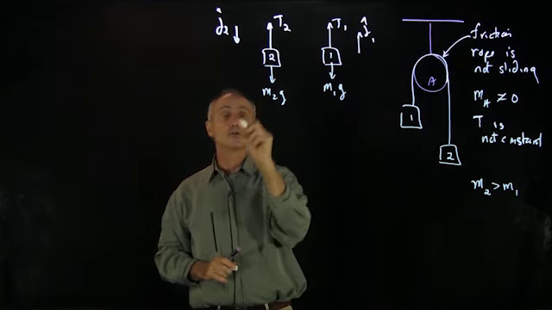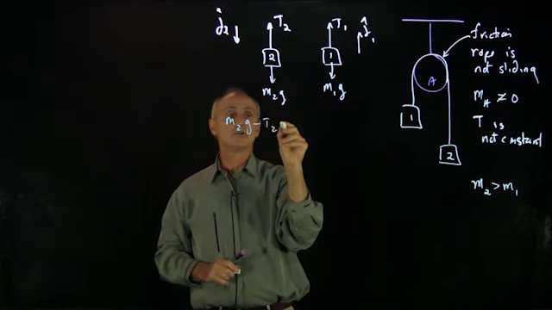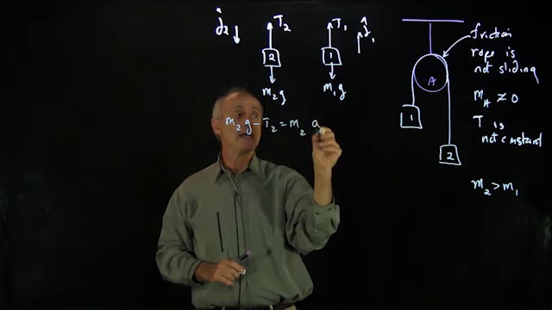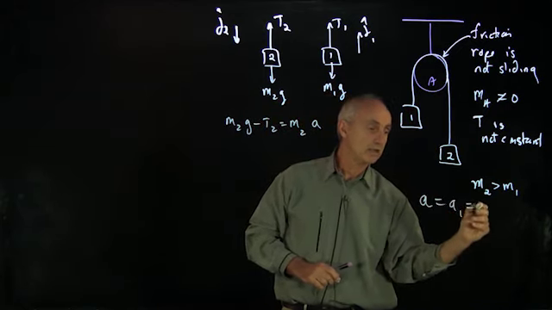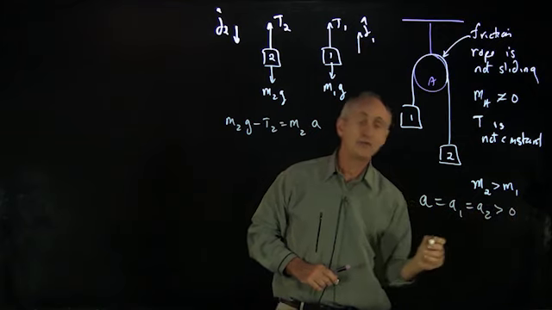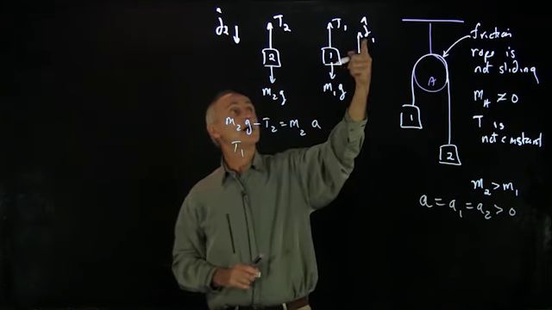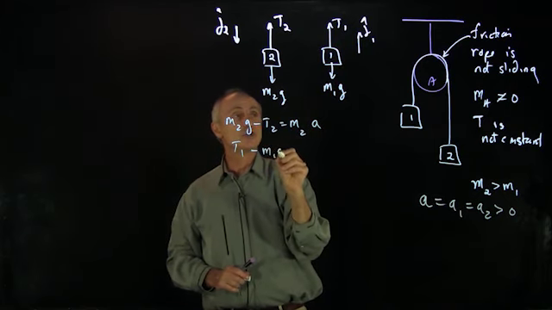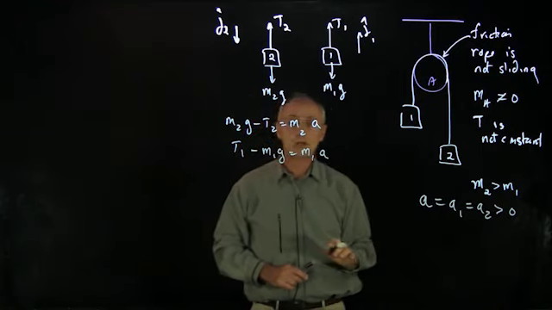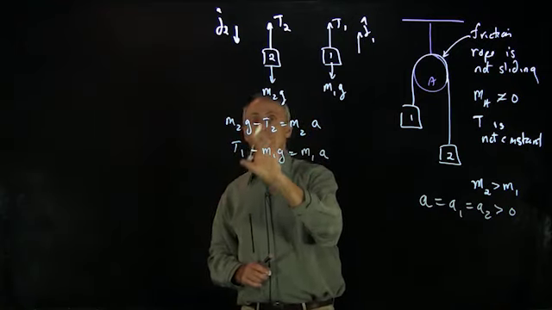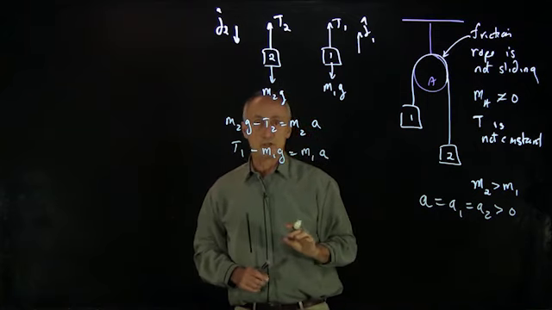So now I can write Newton's second law for both of these. For block 2, positive down: m2g minus T2 equals m2a. It's the same acceleration in the rope: a is equal to a1 equal to a2. They're all positive. And for block 1, notice I have positive up: T1 minus m1g equals m1a. So far, these are my 2 equations. I have 3 unknowns, T1, T2, and the acceleration, and only 2 equations.